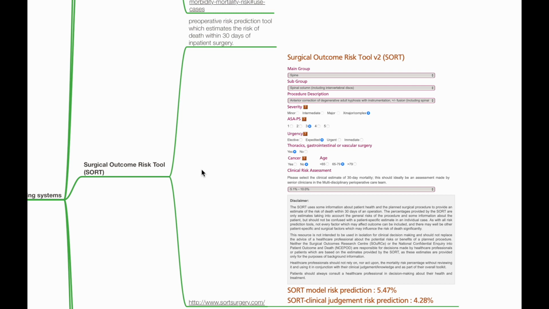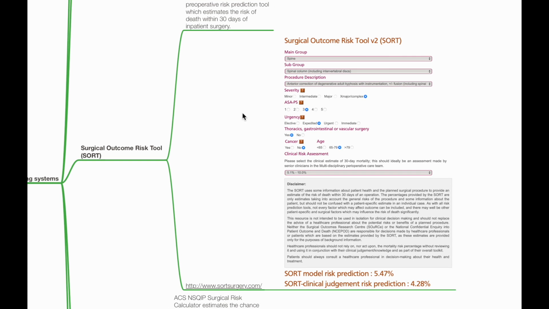Surgical Outcome Risk Tool, SORT. This is a pre-op risk prediction tool which estimates the risk of death within 30 days of inpatient surgery. Variables for the model include type of surgery, severity of surgery, ASA score, urgency of surgery, whether thoracic, GI, or vascular surgery, presence of cancer, age, and clinical risk assessment.